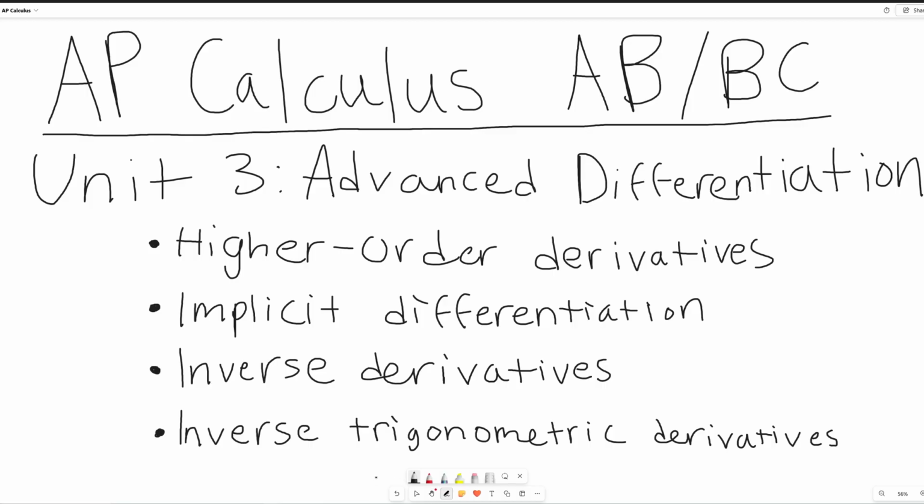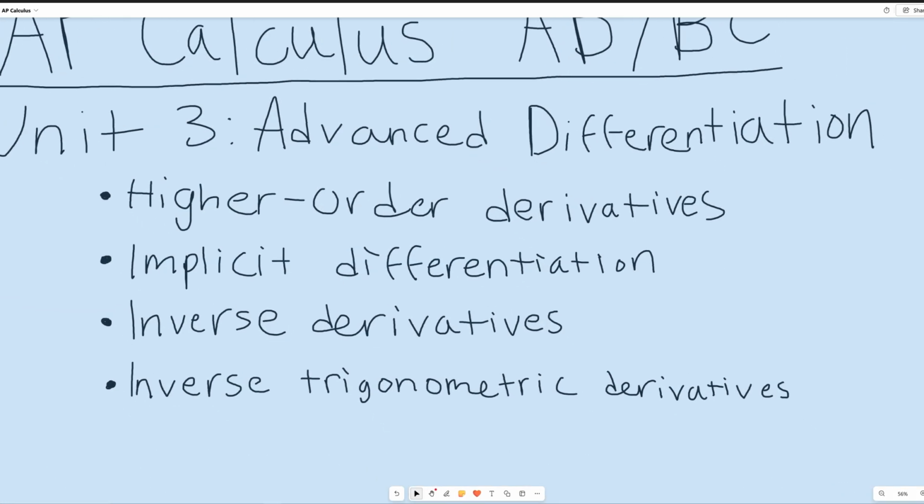In this unit, we cover higher order derivatives, implicit differentiation, which is differentiation with variables x and y, derivatives of inverse functions, and then inverse trigonometric derivatives. So let's begin.